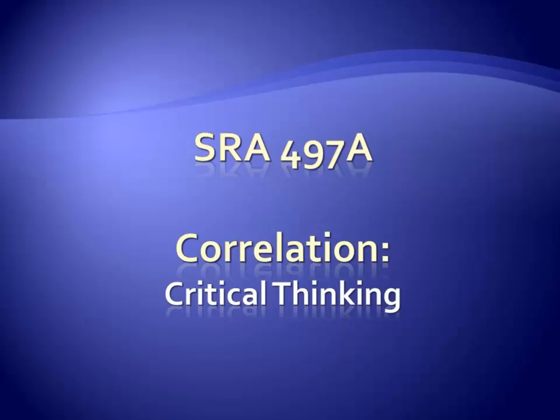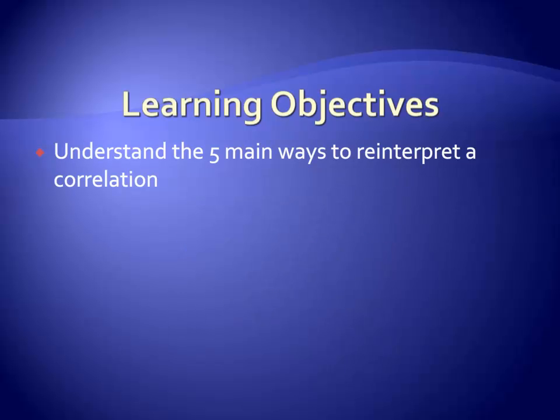This lecture relates to the critical thinking component of the lesson on correlation. After completing this lecture, you will be able to understand and apply the 5 main ways to reinterpret a correlation.